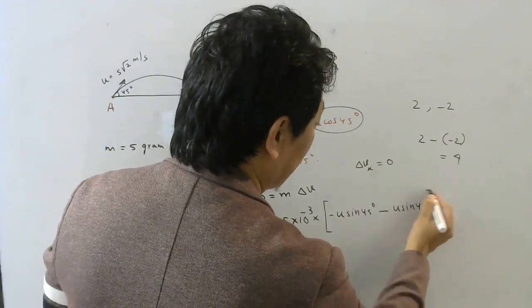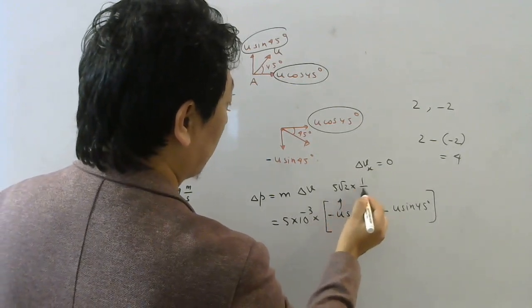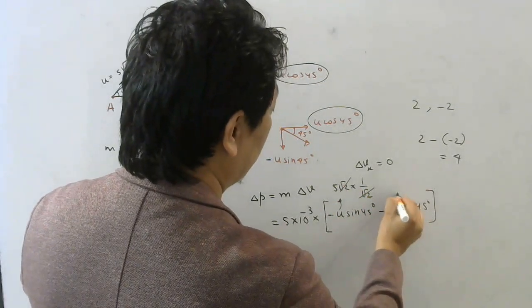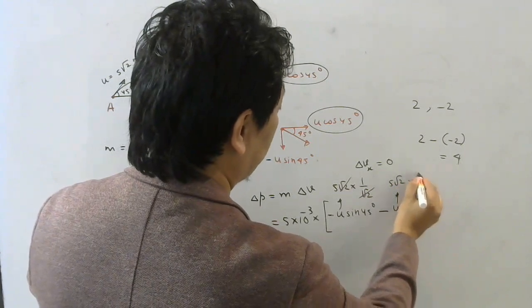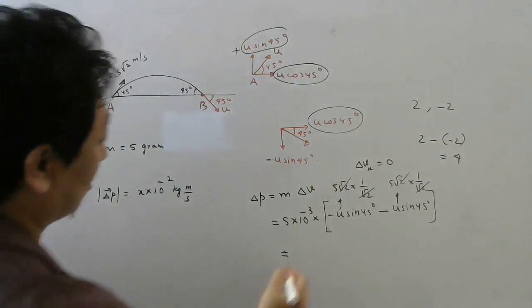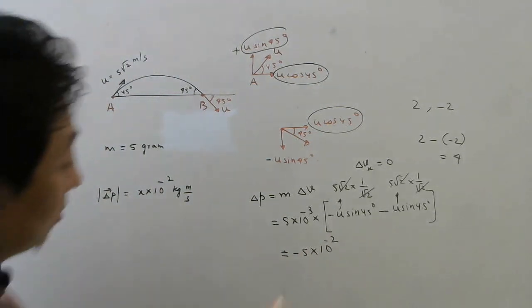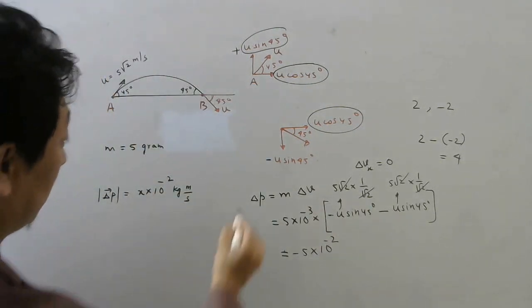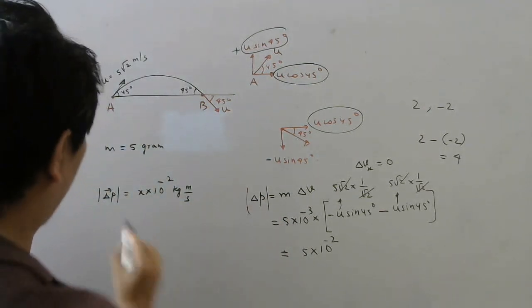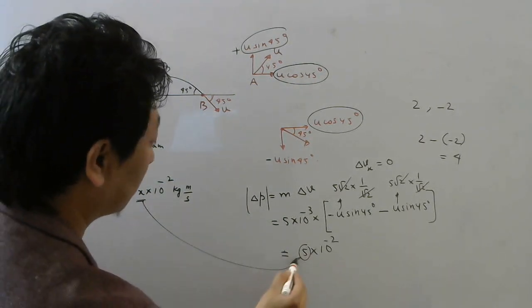Correct? Now u was given 5 root 2. Sin 45 is 1 by root 2. So root 2 cancels. So this is minus 5. Same thing this also, u is 5 root 2. Sin 45 is 1 by root 2. So minus 5 will be minus 10. So this will be minus 5 into 10 power minus 2, right? Because this is minus 10. Now, if you want only the magnitude, the modulus, you can remove the minus sign. So the x is obviously your 5, isn't it? So your x should be 5.